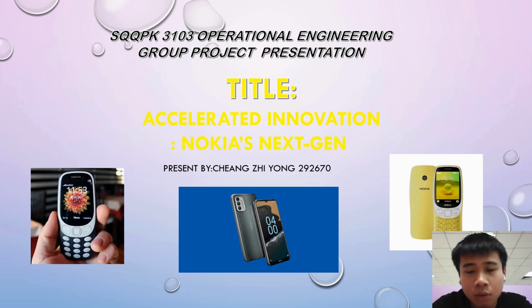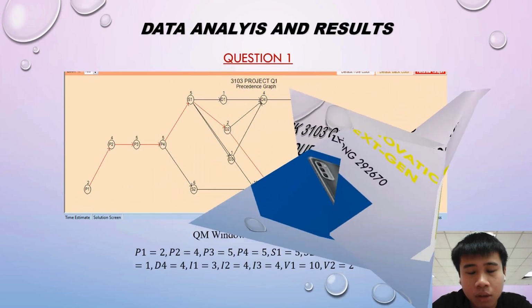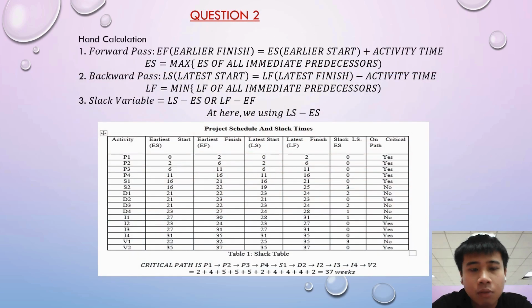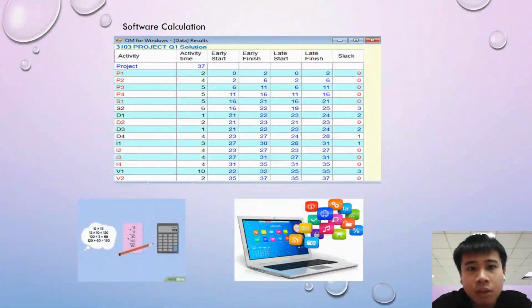So for question 1, to draw a network for it. The network will be like this, following the activities in the table. Next, we will calculate the slack variable and the critical path. We will use hand calculation with forward pass, backward pass, and slack variable. So the critical path will be 27 weeks. We can also calculate using software, and we get the same answer, 27 weeks.